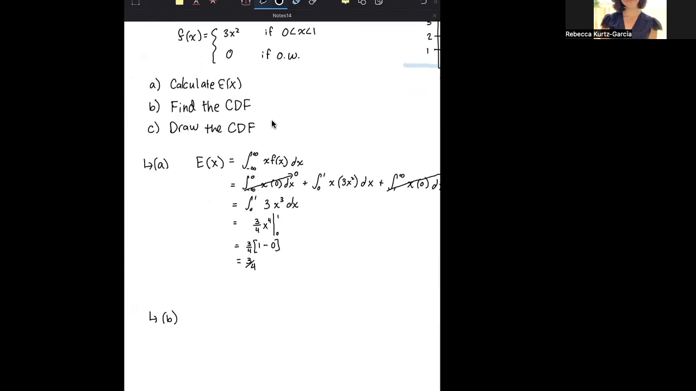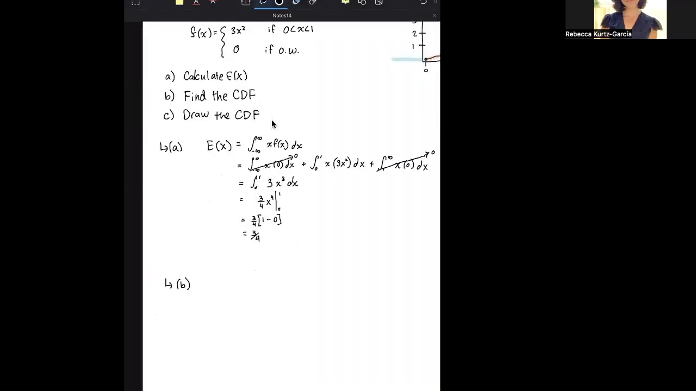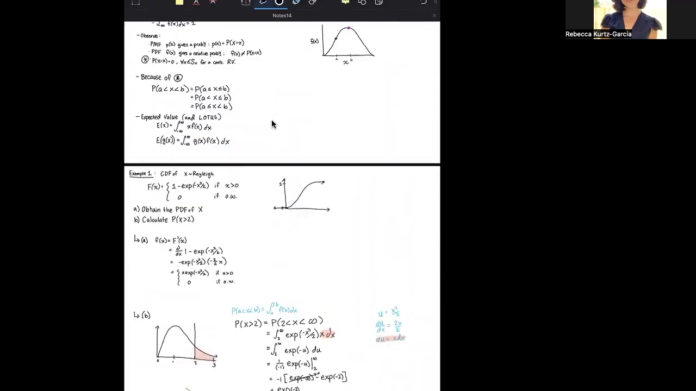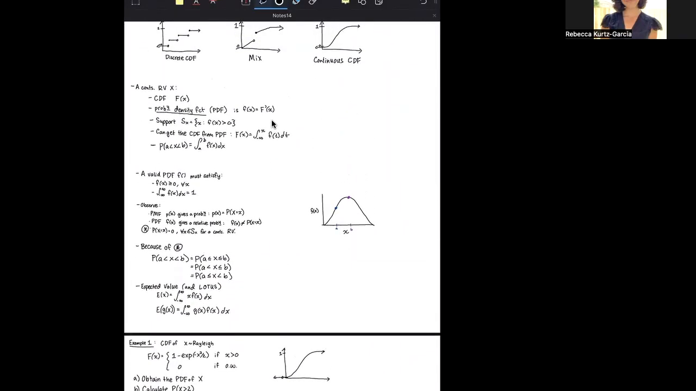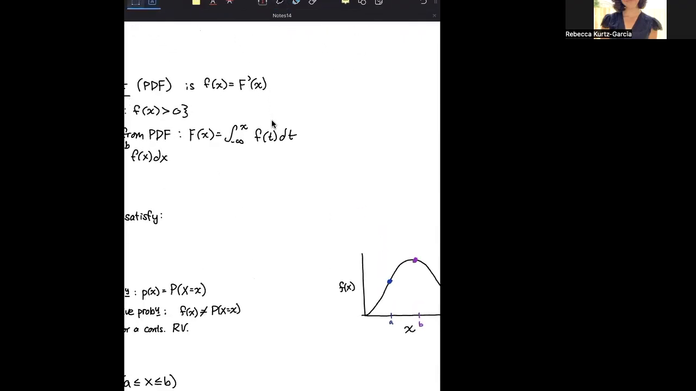All right, now we want to find b, which is the CDF. Now, I've already gone from CDF to PDF, but I know that I can go from PDF to CDF as well using this property.